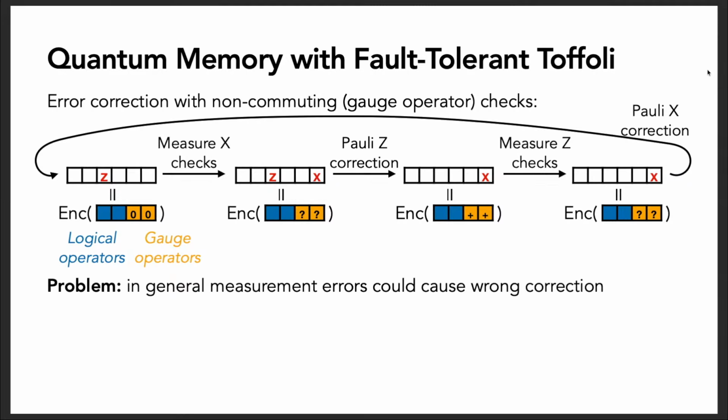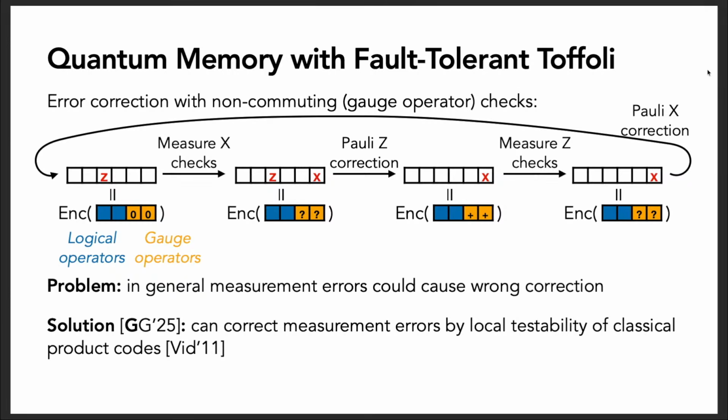Since these measurements don't commute, at every round we're totally corrupting these gauge qubits, which means that we're getting different measurement outcomes at every time. So we can't just repeat our measurement until we get the same answer a bunch of times and then we're confident. In general, when we have non-commuting checks, it's much more difficult to deal with measurement errors in order to compute the correct correction.